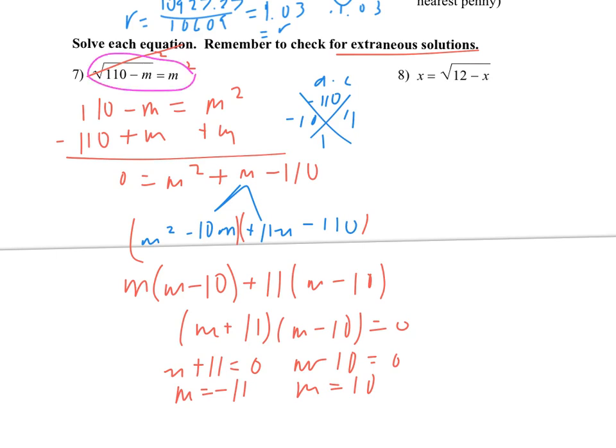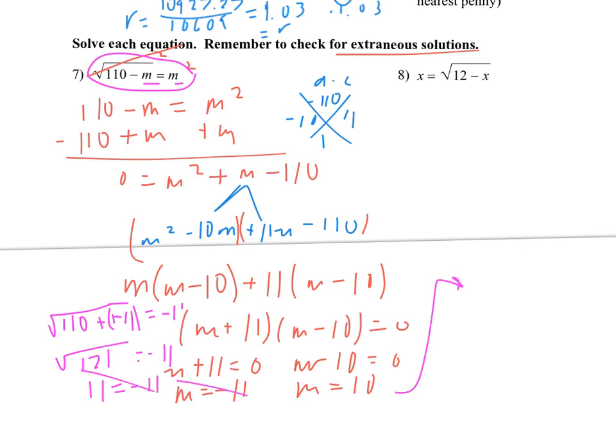So if I do the square root of 110 minus negative 11, does that equal negative 11? So I plugged it into both of those m's. So this is the square root of, that's actually plus plus, that's 121 equals negative 11. That's 11 equals negative 11. So that's not true, so that means this is an extraneous solution.